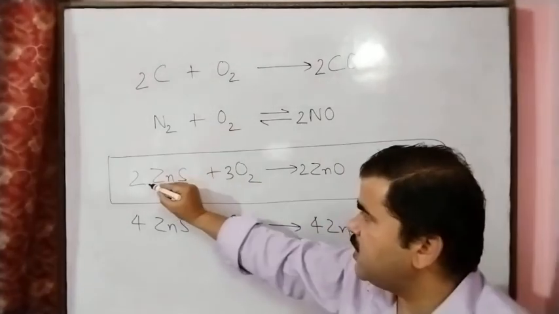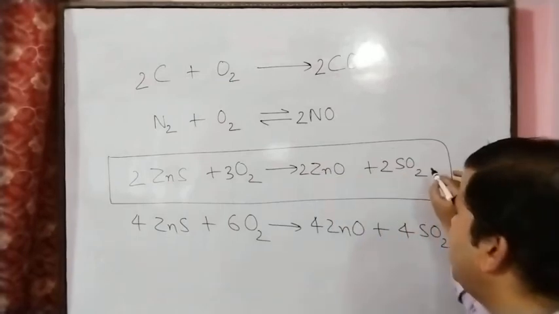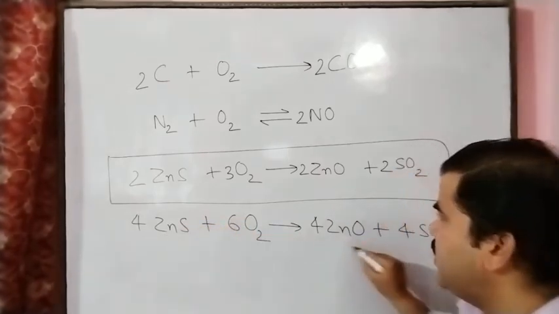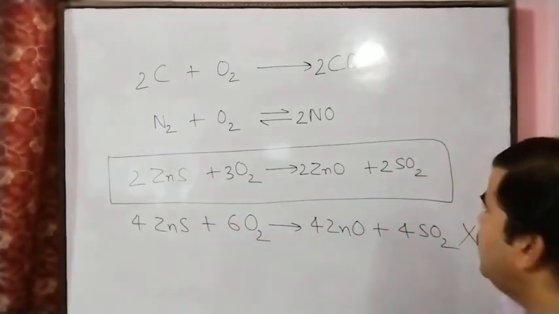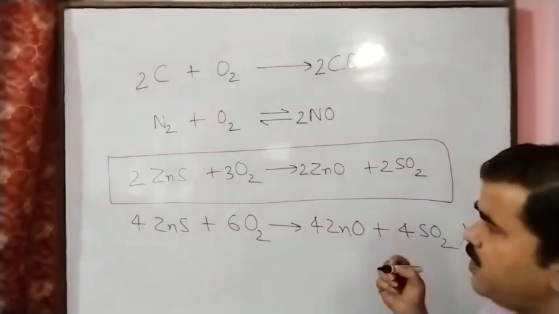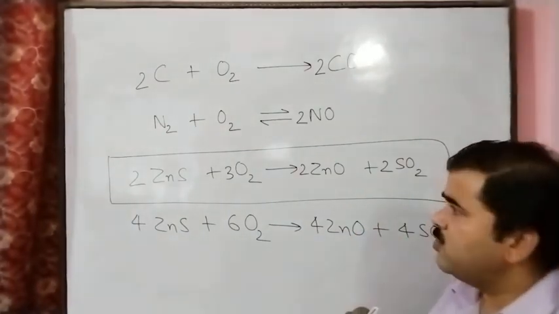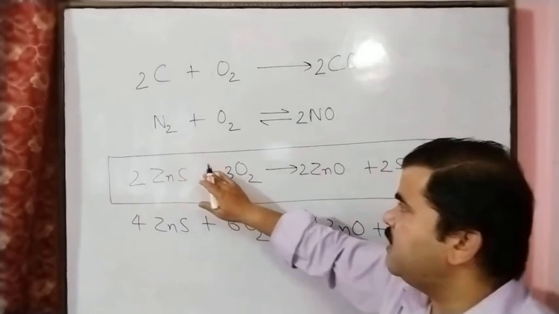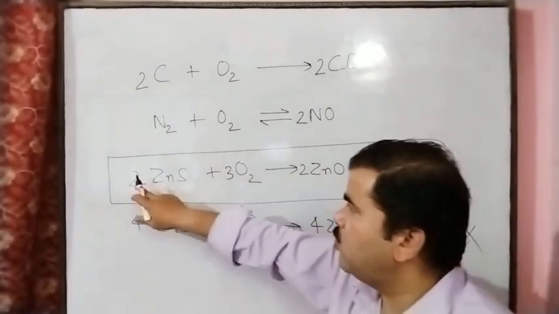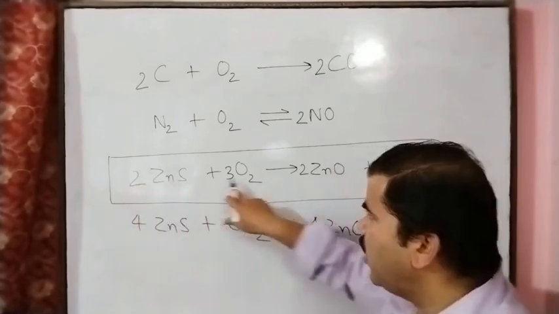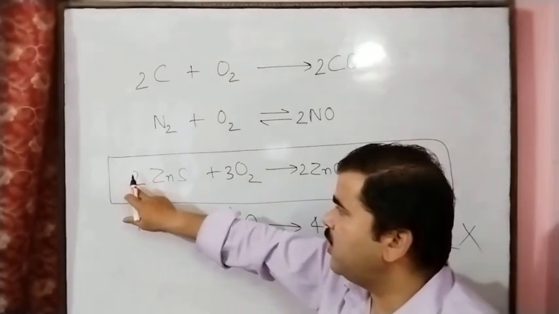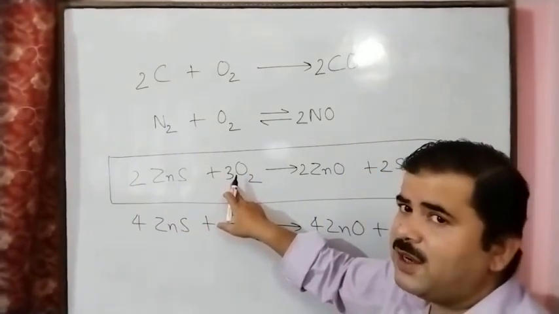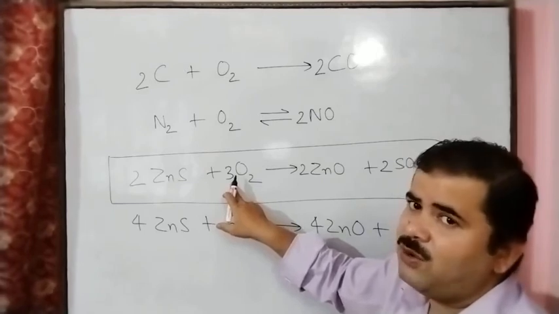Suppose you wrote this equation, and another student writes the same equation in this way. So which is correct here? A very simple way is to simplify it. For the simplification you can take the simplest number 2. If you divide the whole equation by 2, you will get 1 here, and here what will you get? 1.5. This is not a whole number, this is a decimal value.